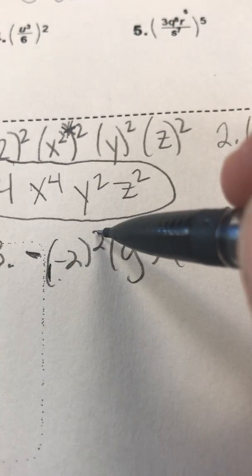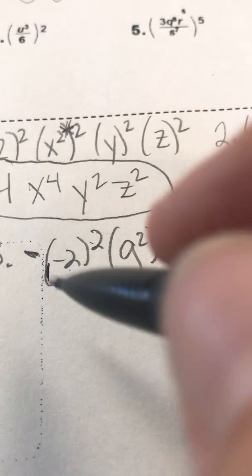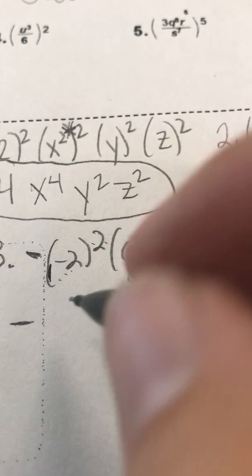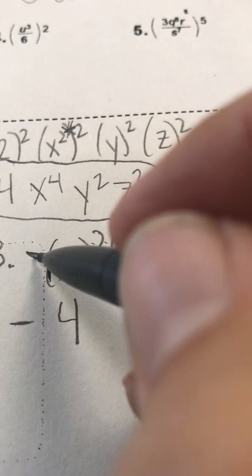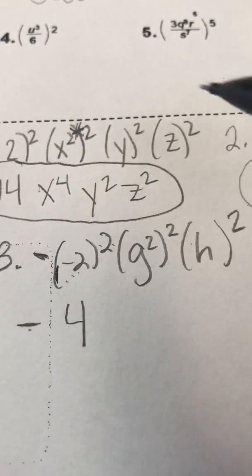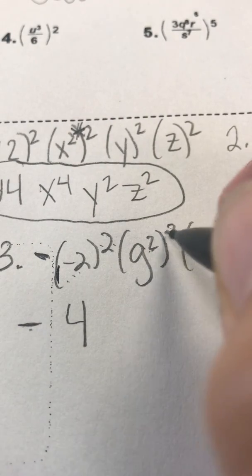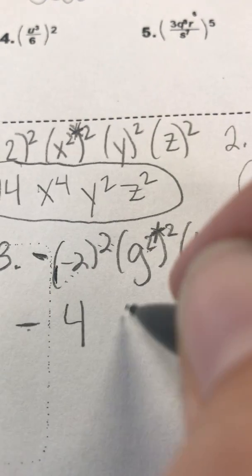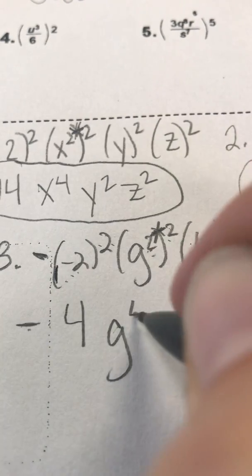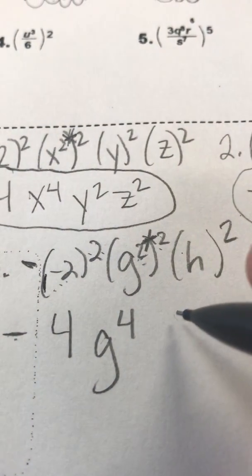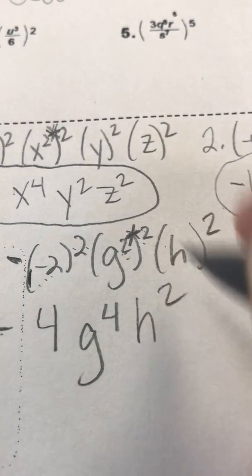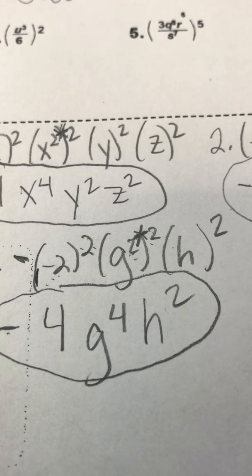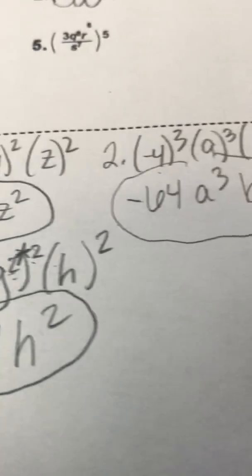Okay, -2 to the second power means -2 times -2. That gives me a +4. But I still have that negative from the problem. Then we have g to the second power to the second. If power to a power, you multiply those exponents. G to the 2 times 2 is 4, and then h to the second is just h to the second. There is number 3.